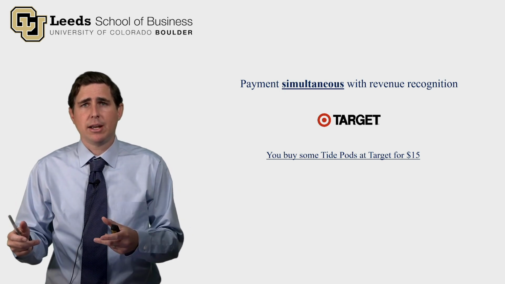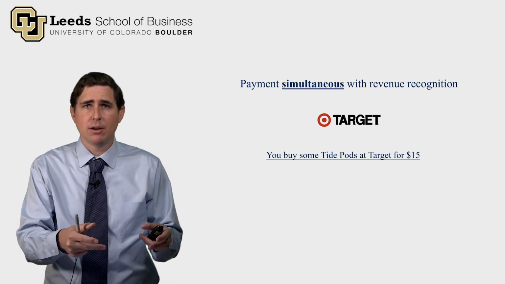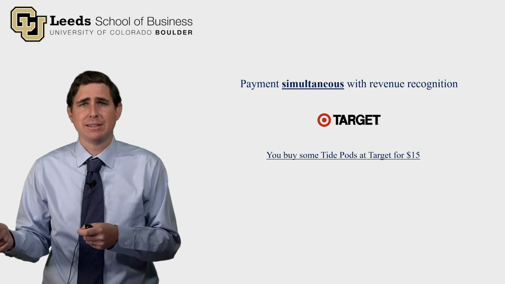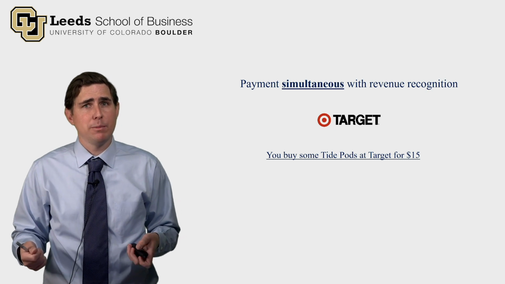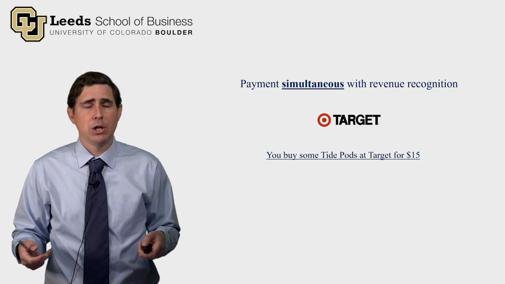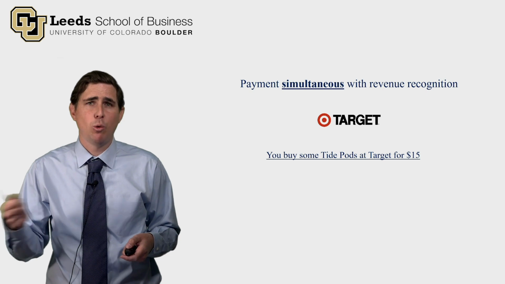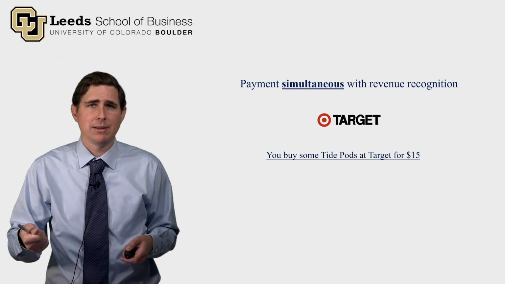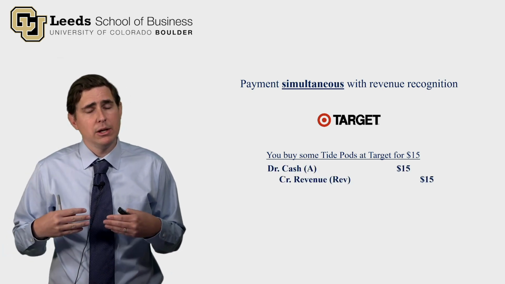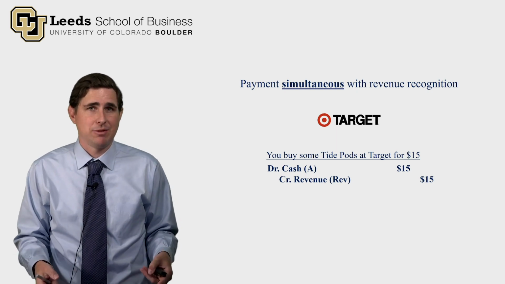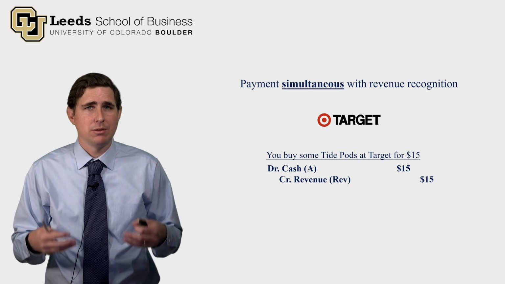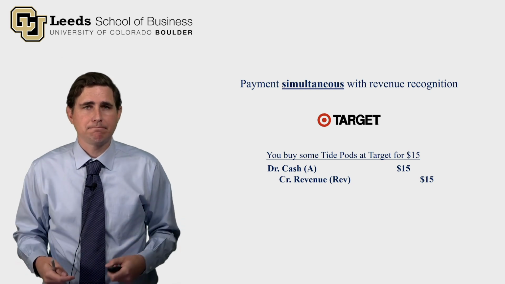You check out at the checkout, you hand the person $15, and they let you walk out of the store with the Tide Pods. Well, they've received cash and they've satisfied their performance obligation at the same time. Note that the performance obligation is letting you walk out of the store with the Tide Pods. And so there's a credit to revenue for the recognition of revenue and a debit to cash, because we're not waiting to receive the cash, we receive it right away.